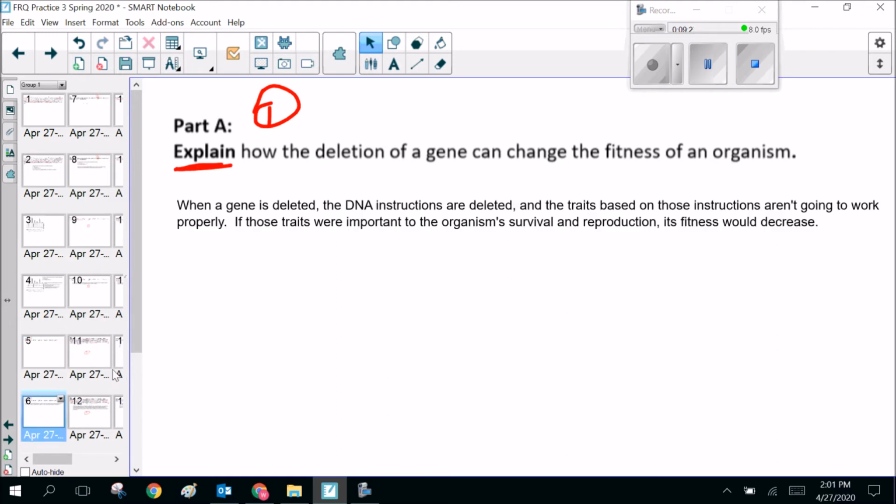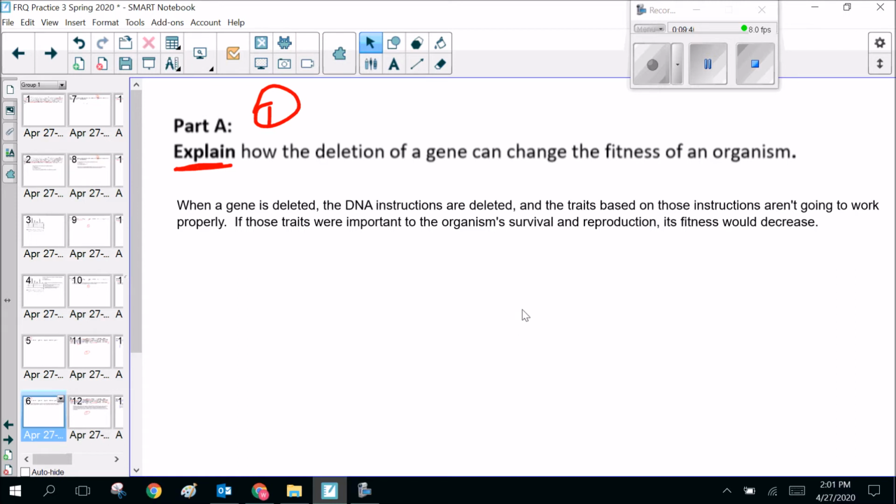And so that's what we came up with here. When a gene is deleted, the DNA instruction is deleted, and the traits based on those instructions aren't going to work properly. If those traits were important to the organism's survival and reproduction, its fitness would decrease. So that organism would not be doing well. That's pretty much common sense. You can fairly figure that out even if you don't really remember all of the content.